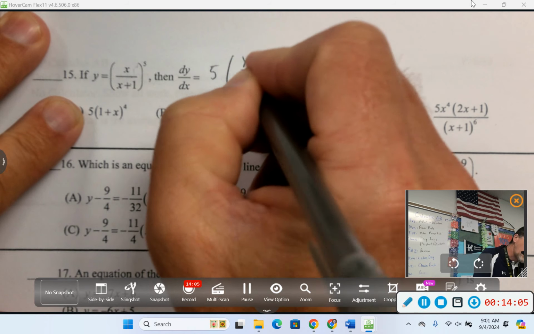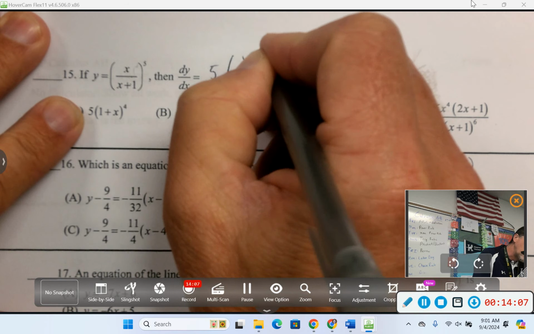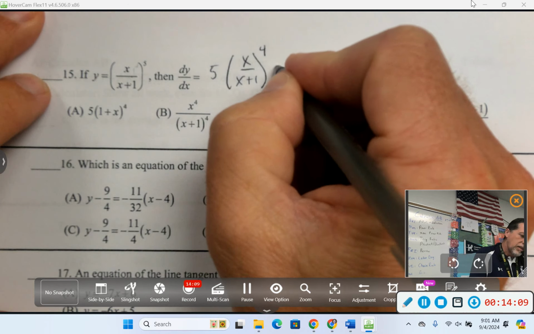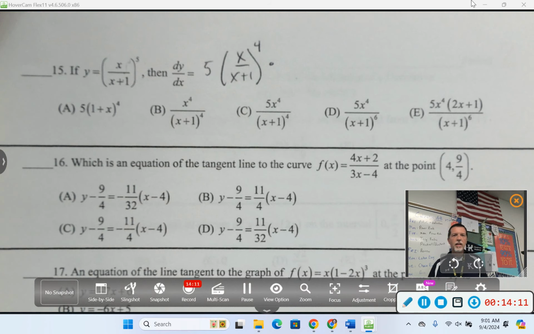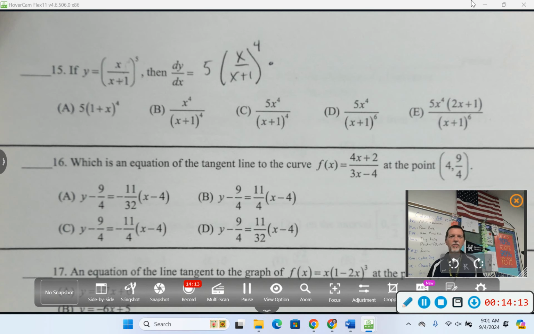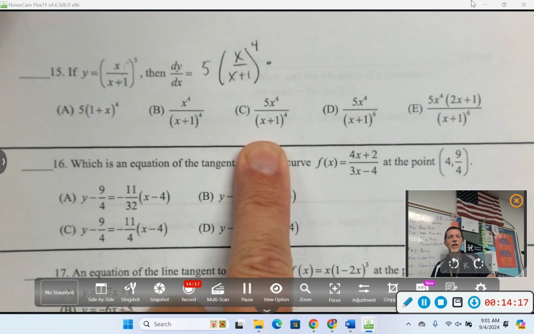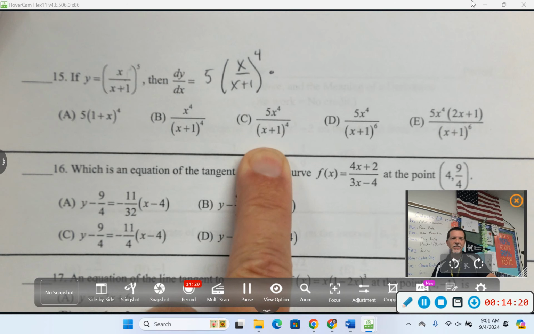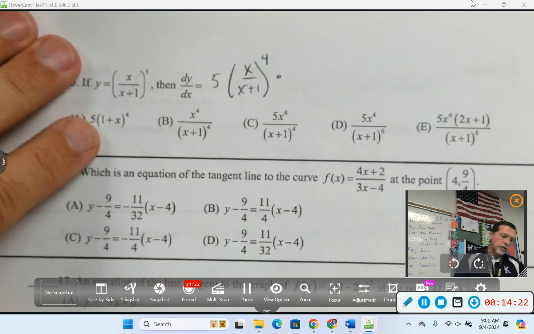5 times x over x plus 1 to the 4th. Kind of surprised that's not one of the answer choices. Oh, it is. That's answer choice C. It's not right, because we didn't chain that onto the derivative of x over x plus 1.